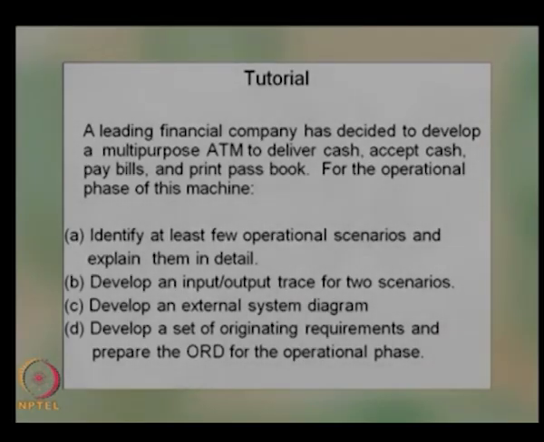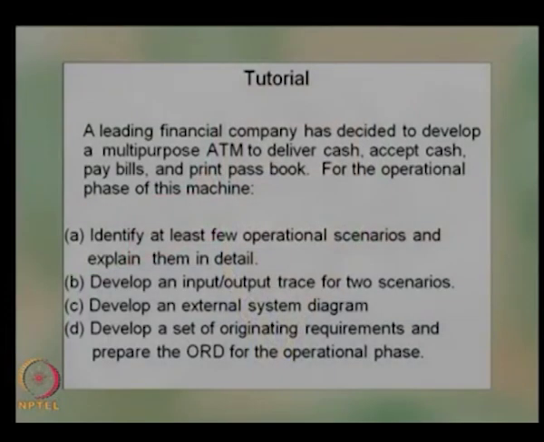So we know how to describe an operational scenario. Explain them in detail, and develop an input output trace for at least two scenarios. Develop an external system diagram, identifying all the external systems which interact with the main ATM system, and then prepare an external system diagram. Develop a set of originating requirements and prepare the originating requirement document for the operational phase, as per the format explained earlier. So this is the work you need to do as part of the tutorial.